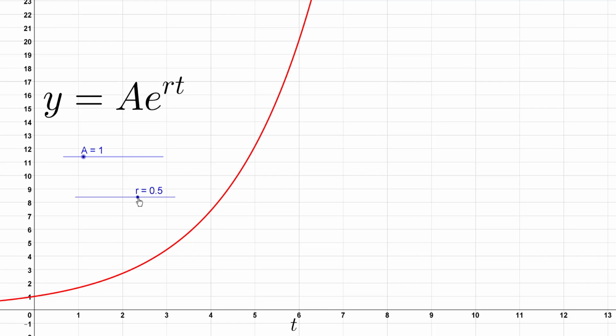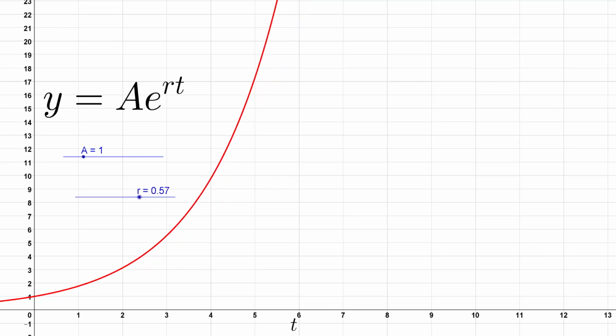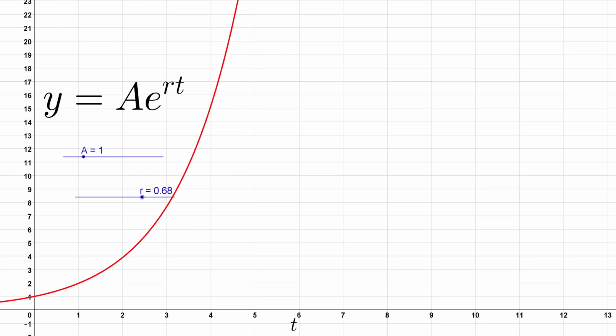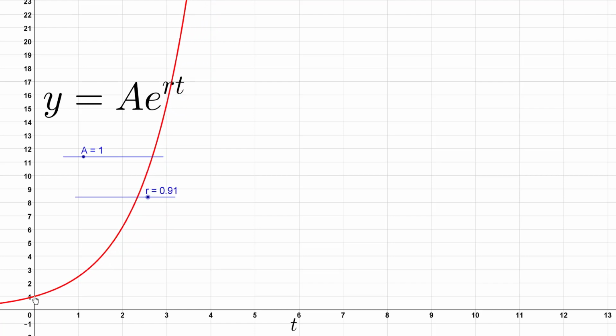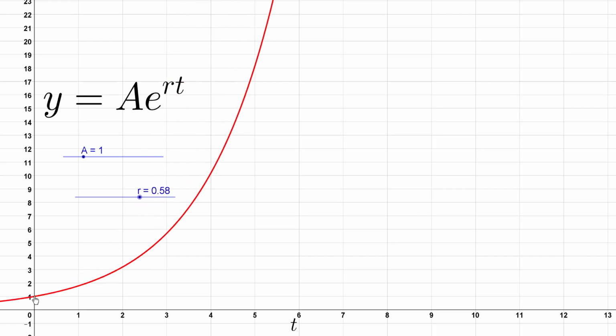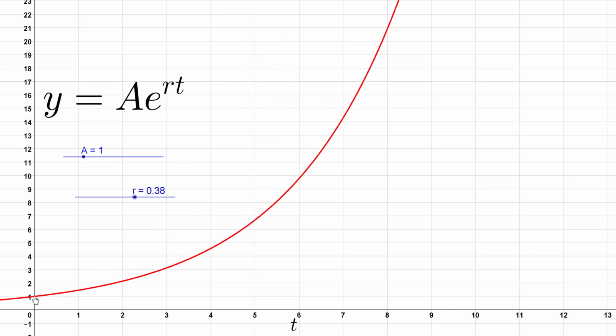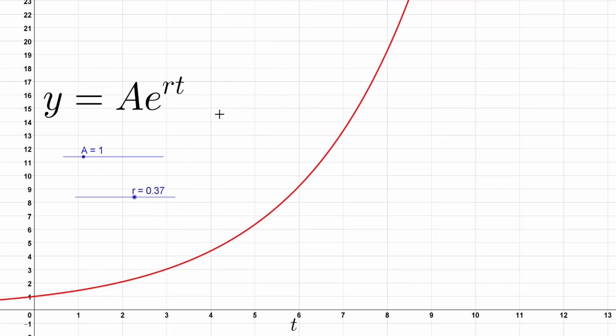What about the growth rate? Right now the growth rate is set at 0.5 or 50%. So if we change that, let's say I increase it, make it a 0.6 growth rate or a 0.7 growth rate, you can see that it's growing faster. My A is set at 1 right now, so that hasn't changed. But as I change the growth rate, you can see that the graph increases faster and faster. And then the opposite is true as well. If I decrease the growth rate, you can see that the graph is increasing slower.